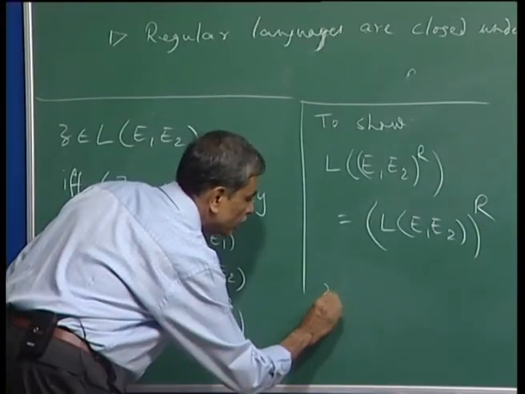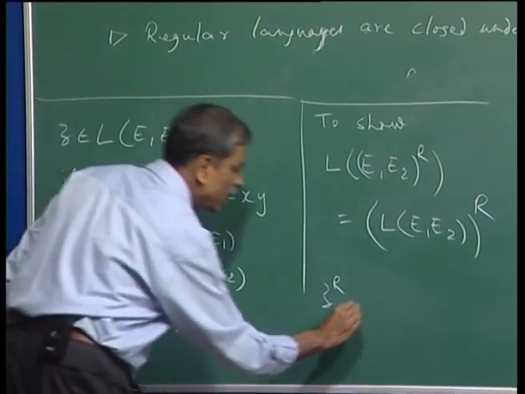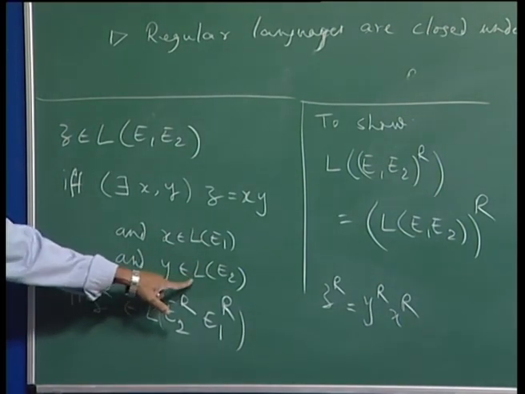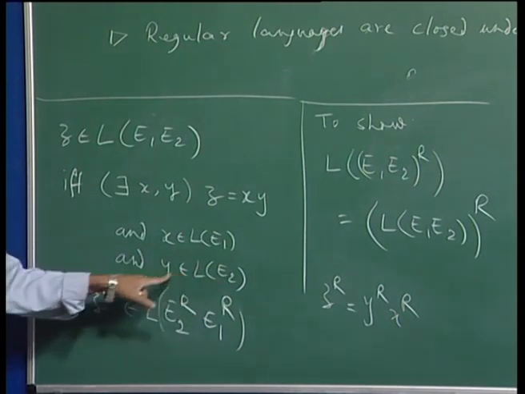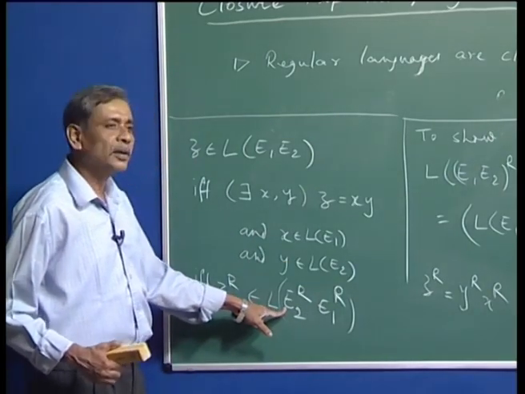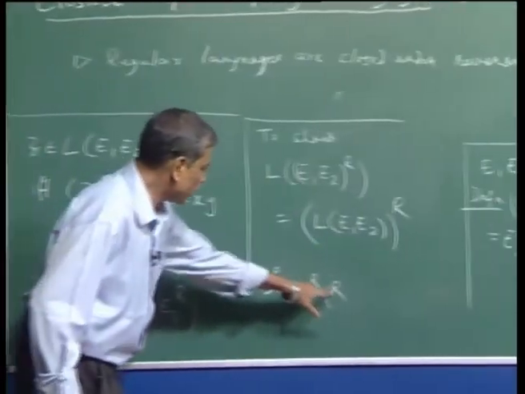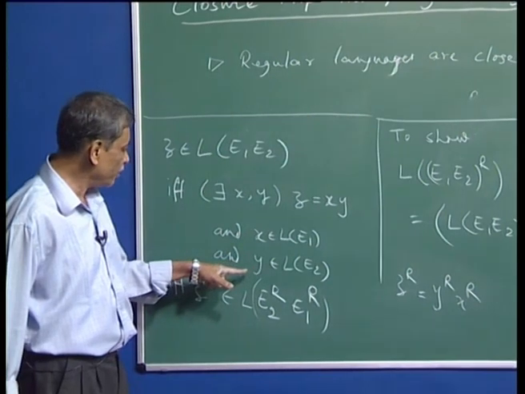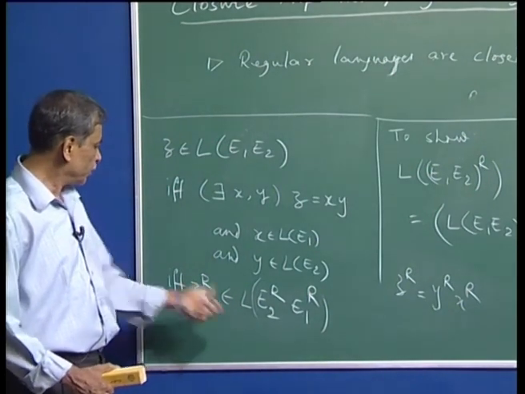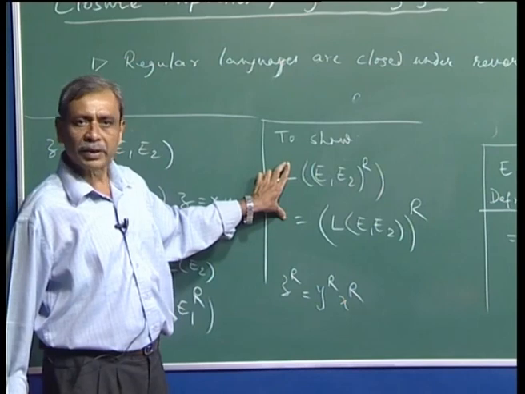Now, what is Z R? Z was XY, so you must read it from this side: Y R X R. Now, because Y is in the language denoted by E2, Y R will be in the language denoted by E2 R. And X R will be in the language denoted by E1 R. So this is true, and therefore this is proved for the concatenation case.